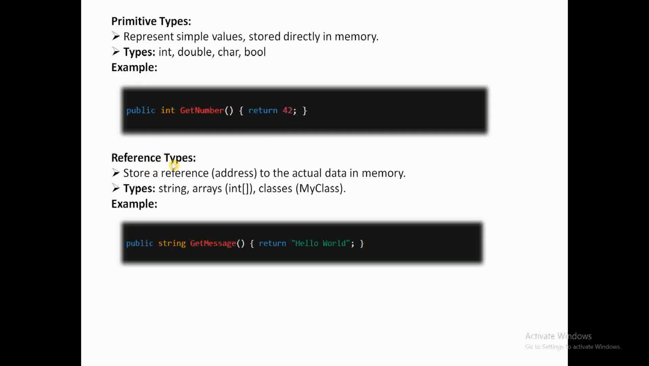Second, we have reference types. It will not store the actual data in the memory. It will store the reference address to that particular data. It stores a reference address to the actual data in memory, as I already told you. So here we have types like string, array, integer arrays, classes, my class, like that. Here we have an example, we are returning some string value. So it is not storing that value directly in the memory. It is storing the reference of the data.